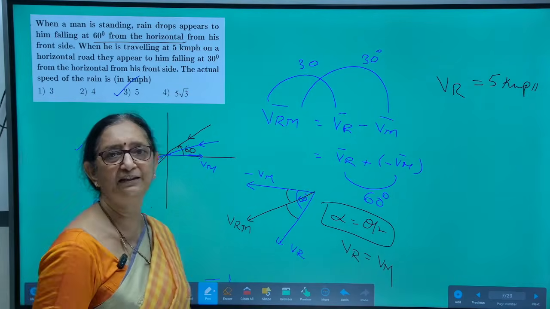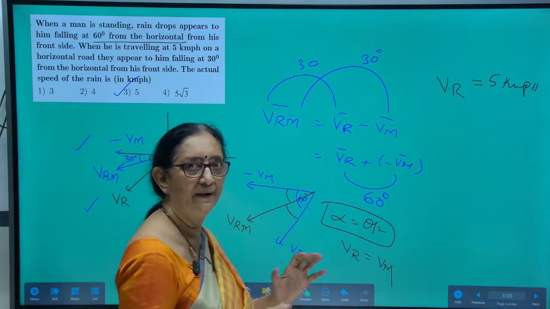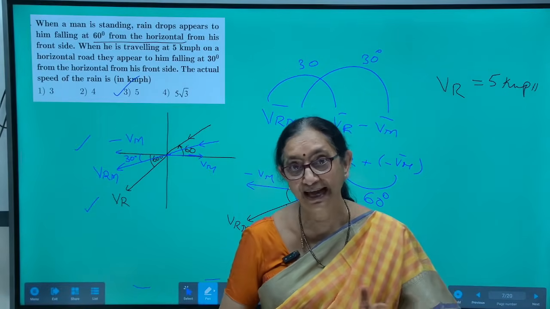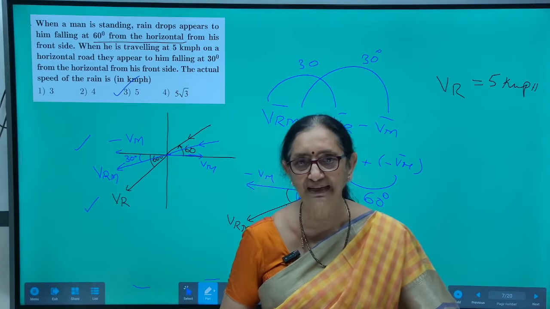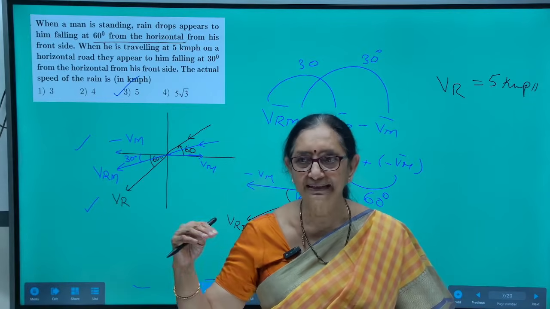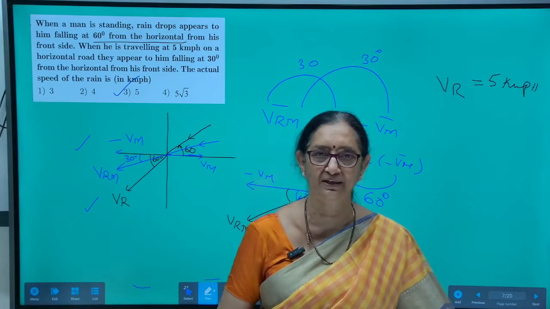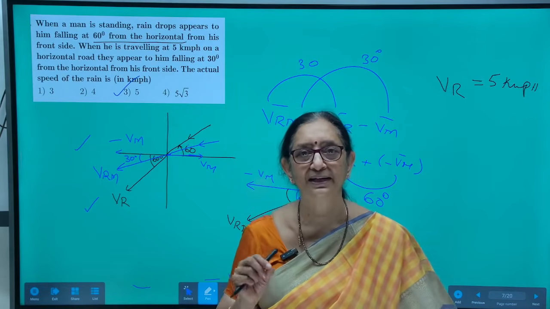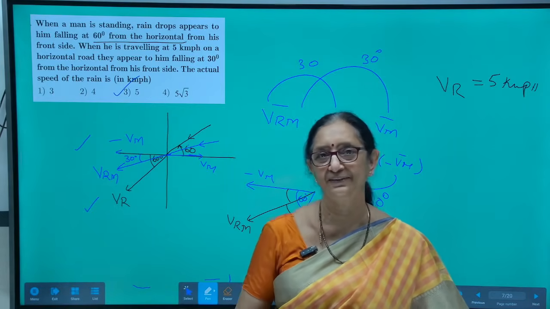The same kind of problem is given twice in JEE. Okay. So, here follow me very carefully. Another problem I am telling from JEE. With respect to a man standing, velocity of rain is 10 kmph and it is falling at an angle 60 degrees with the horizontal. When he is walking at 10 kmph, rain appears to fall at 30 degrees. What is the velocity of the rain?